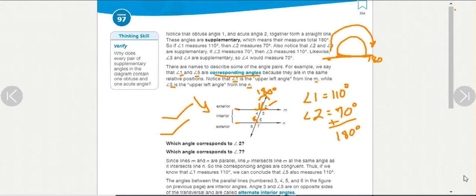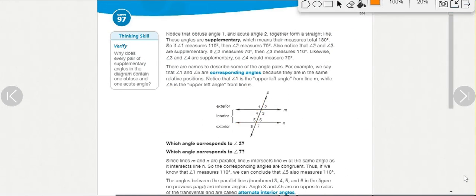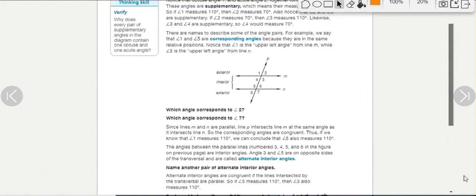Which angle corresponds to angle 2, it asks. Which one looks like this one? Well, like we followed the pattern down this way with 1 and 5, let's follow the pattern down here. Does 6 remind you of the way 2 looks here? They're both acute angles. And they are not formed by the exact same line, but they have a lot of the same conditions. Relative position is the same. And which angle corresponds to 7? That would be angle 3. One is interior, one is exterior, but they still correspond.